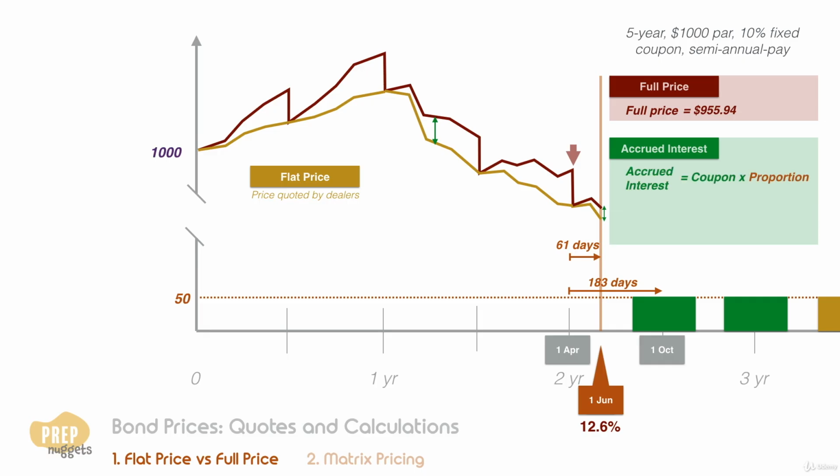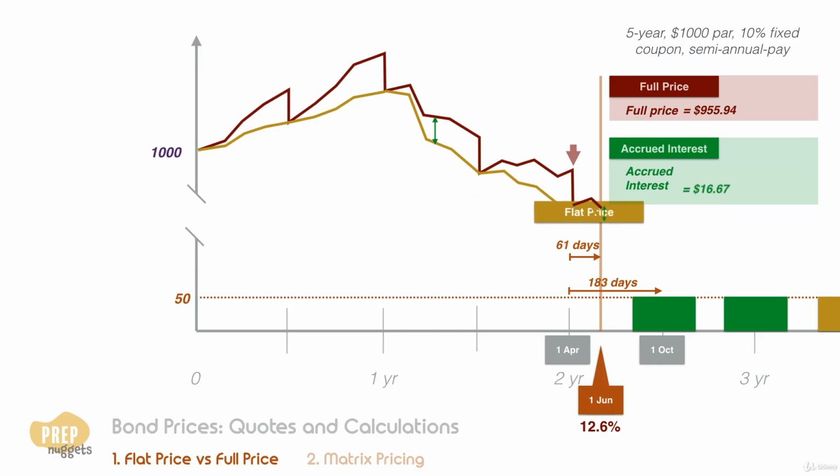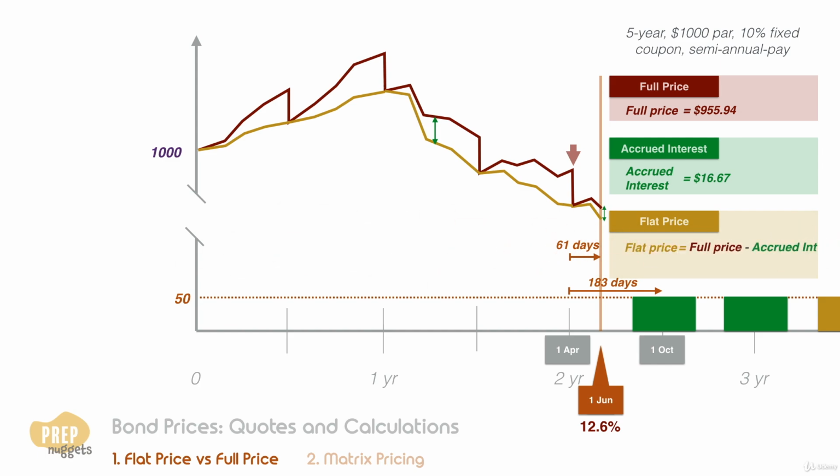The accrued interest since the last payment date can be calculated as the coupon payment times the proportion of the period that has elapsed. This works out to $16.67. The flat price is the difference between the full price and the accrued interest. This works out to $939.27. Note that the flat price is not the present value of the bond on its last coupon payment date.